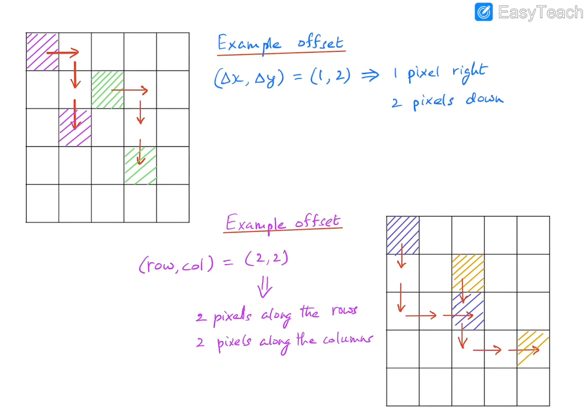So this is what we mean by offset, and it depends on how we denote it. Some authors or some people prefer to denote the offset in terms of the row and column, and some people prefer to denote the offset in terms of the x and y offsets. Okay, the offset along the x direction and y direction, and in some cases it is along the rows and columns. So this is an example for rows and columns. For this orange pixel here, we go down 2 rows and we move 2 columns to the right, so we arrive at this pixel.